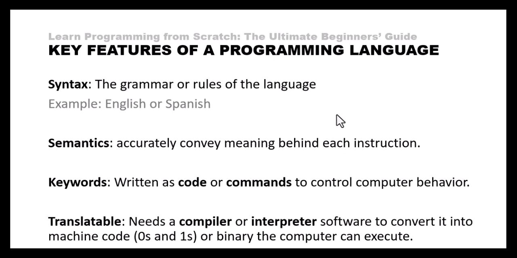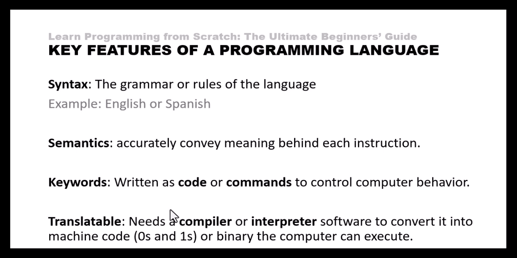Another feature that you should look out for in every programming language is that it should be translatable. Translatable means that all the keywords, the semantics and the syntax that exist in a programming language must be converted into zeros and ones, sometimes called machine code or binary code. Remember that computers are only able to understand information that is given to them in zeros and ones. We'll talk more about these zeros and ones in forthcoming videos.